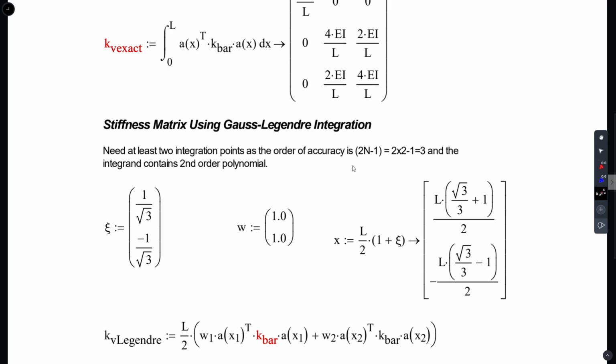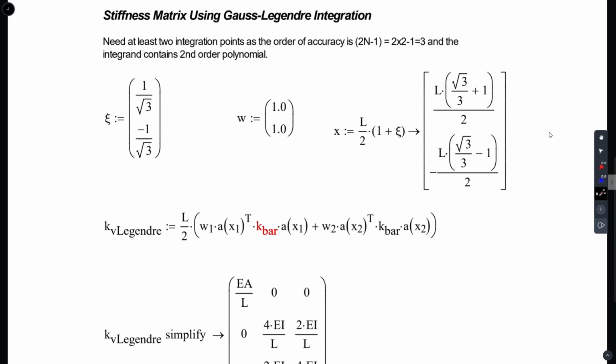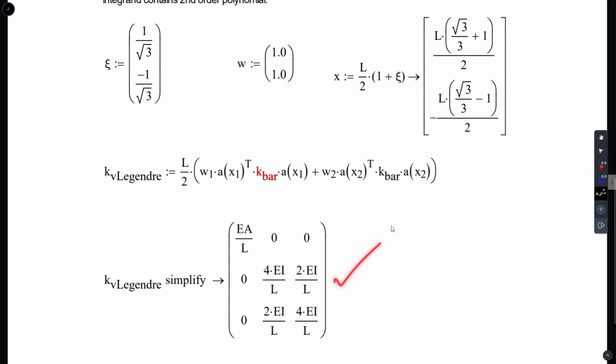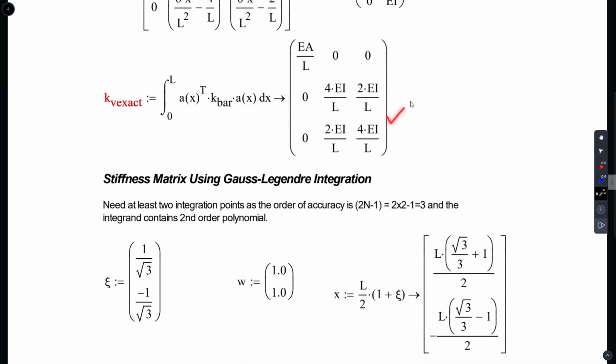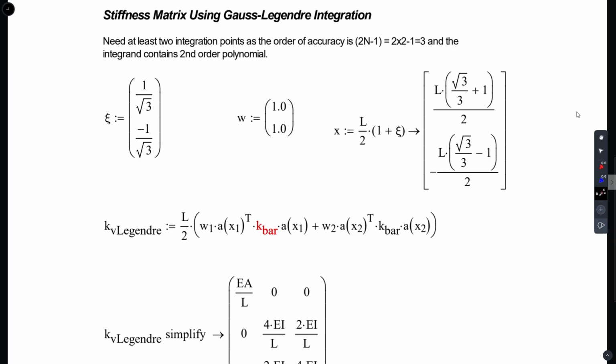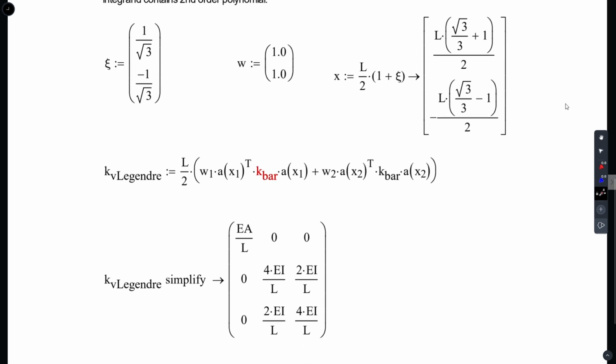So, for a 2-point Gauss-Legendre, these are my psi I values, as I was saying, 1 by square root of 3, minus 1 by square root of 3, and weights are 1, 1. So, now I convert it to x, L by 2 times 1 plus psi, which is this, and then I do this integration. So, as I was saying, L by 2 summation W I A transpose k bar A. Now, here we have 2 points. So, this is one and this is the other one. If you evaluate this, it gives you exactly the same stiffness matrix that I have got here. So, you can see that 2-point Gauss-Legendre gives you the exact solution for the displacement based beam column element, which is elastic.